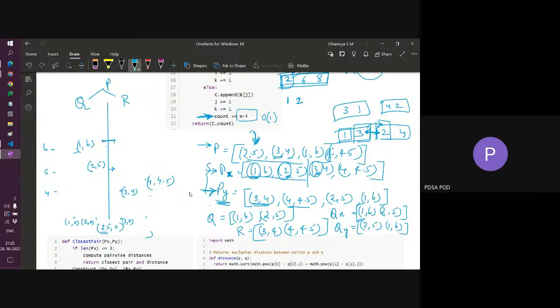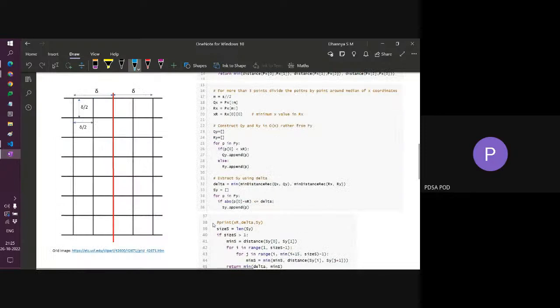Okay, so for that I show you another example, another figure. This is the line which I drew, the middle line. Now I have a set of points on the left. This is my Q side and this is my R side. Now, suppose you have found a delta somewhere here. Okay, what is delta? I will tell you.